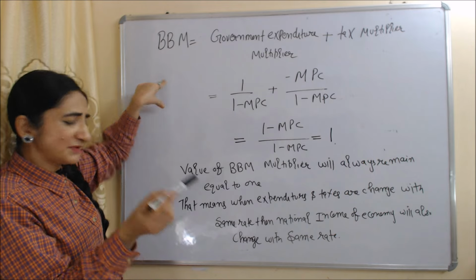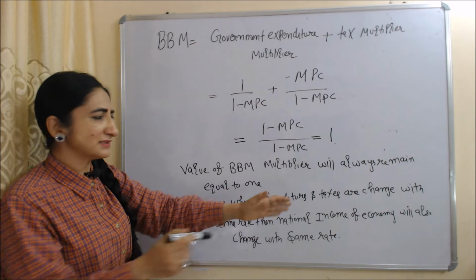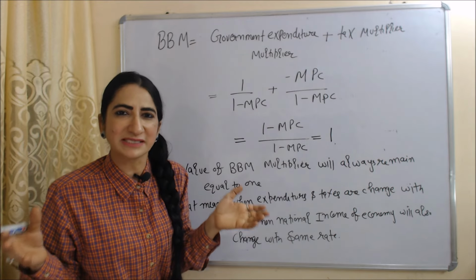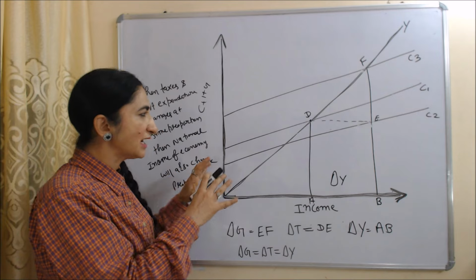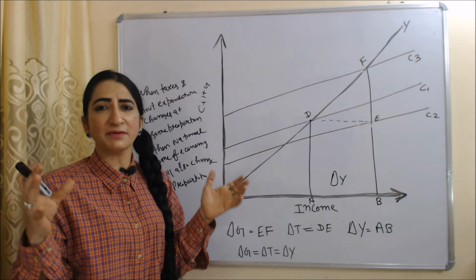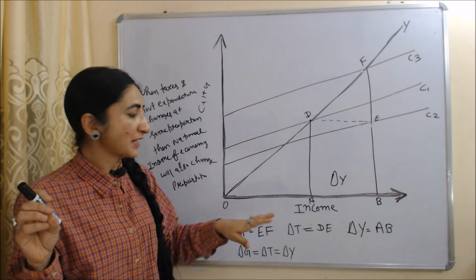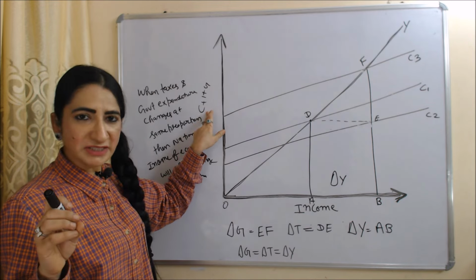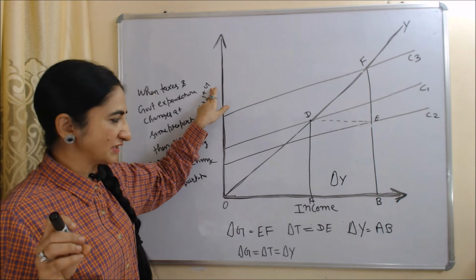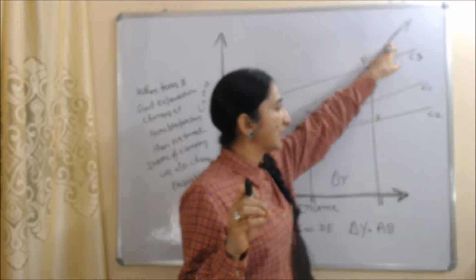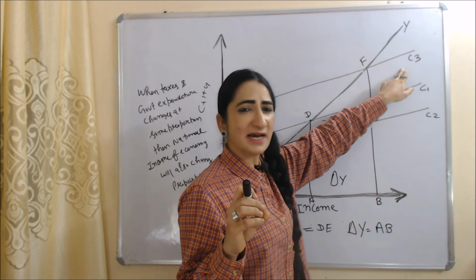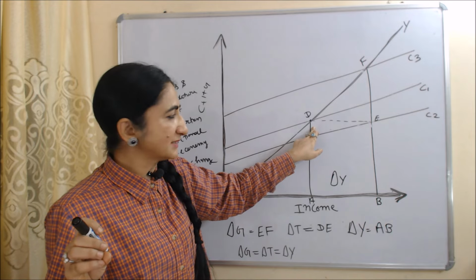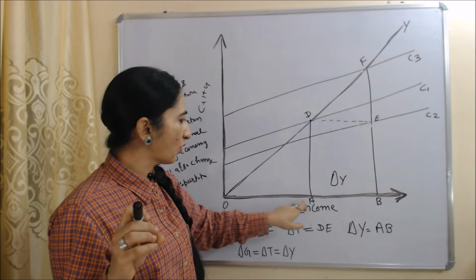What does this mean? That means when expenditure and taxes are changed with the same rate, the national income of economy will also change with the same rate. Now with the help of this diagram, we will understand balanced budget multiplier. In this diagram, on x-axis we have income and y-axis we have consumption, investment and government expenditure. This OY is our income line, C1, C2 and C3 are consumption lines. D is initial equilibrium point. At this equilibrium point, our income is OA.